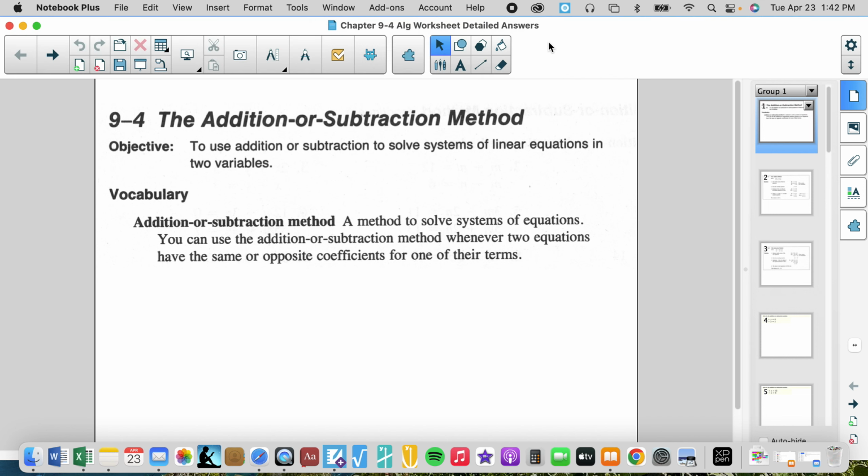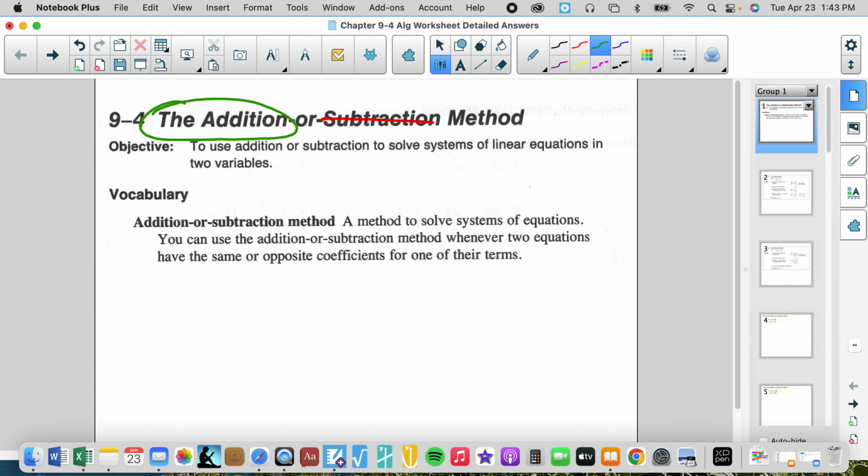Chapter 9.4, Algebra 1. The third method that we're going to introduce to you on how to solve systems of equations is the addition or subtraction method. I will never, ever use the subtraction method. I will always use the addition method. I think the subtraction method is fraught with errors and the ability to make silly mistakes. So I won't use the subtraction. I will just take the time to do addition.